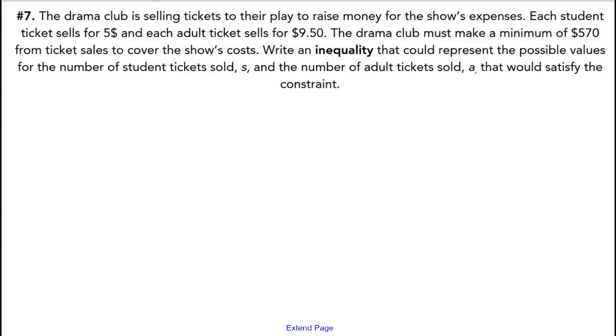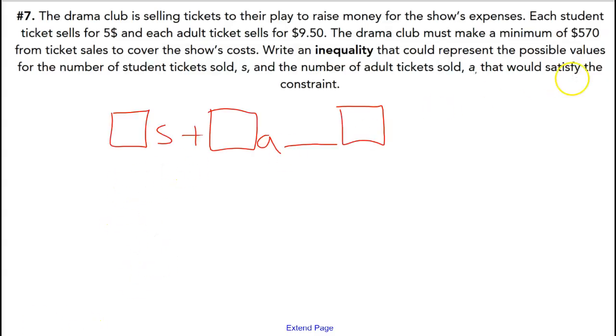Write an inequality that could represent the possible values for the number of student tickets sold and the number of adult tickets sold. So student tickets is S for the variable, adult tickets sold is A, that would satisfy the constraint. So I made a little box here to put in everything we need. We've got to figure out what we are multiplying the student tickets by, and that's going to be here for S. What are we multiplying the adult tickets by? What type of inequality symbol are we going to use, and what will it be compared to? What's the number here?